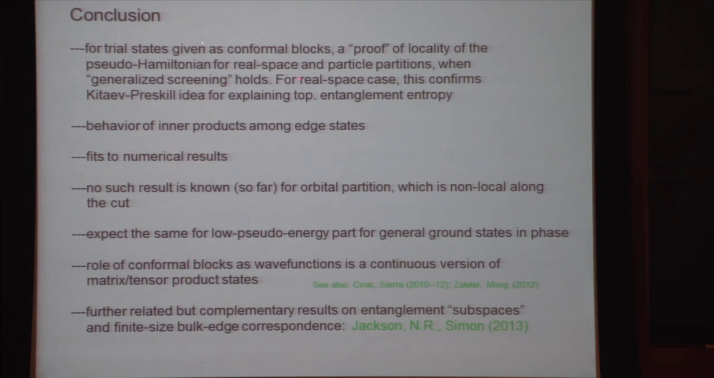So if we use real space partition and also part of the particle partition spectrum, we can understand the locality of the pseudo-Hamiltonian. We can do a lot of the calculations that are needed, and it agrees nicely with this Kitaev-Preskill picture. As bonus information, we understand inner products between edge states. So we have some results about particle and real space partitions where we have analytical understanding. We don't have any comparable understanding, as far as I know, no one has it, for the orbital partition spectrum, which involves something non-local along the cut.